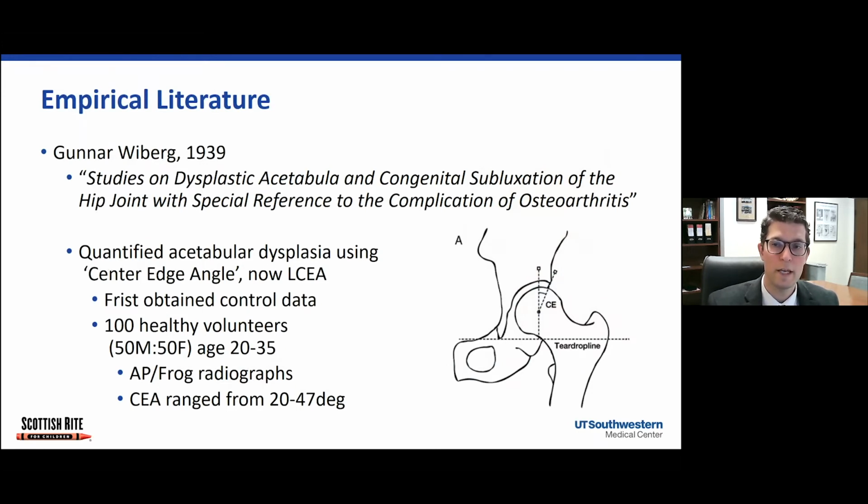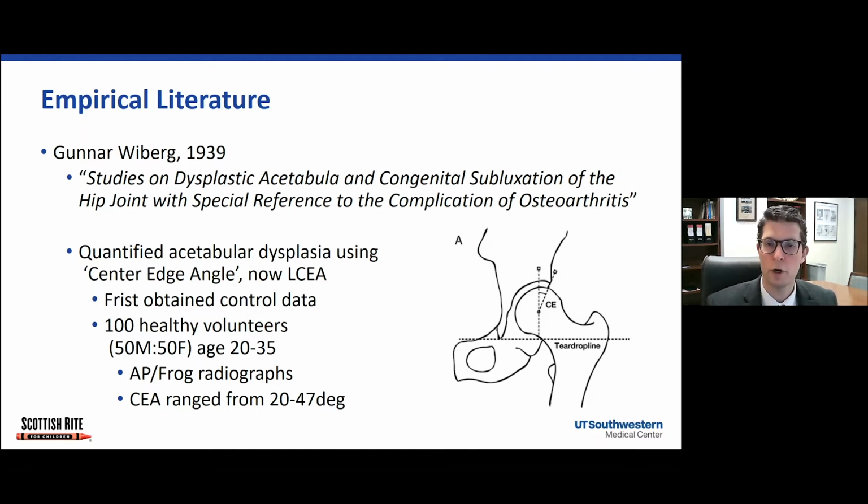So a little over 80 years ago, Gunnar Wiberg first described dysplasia and objectively measured it using something called the center edge angle. And as you see on the bottom right, this is an objective measurement of how well the socket covers the ball. And you can obtain this angle by drawing a vertical line through the center of the femoral head, and then a line from the center of the femoral head out to the lateral border of where the socket comes over the hip. So a larger angle reflects better hip coverage, and a smaller angle reflects a more dysplastic hip.